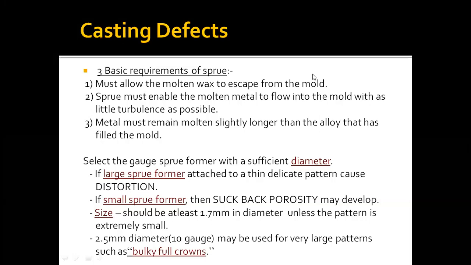Localized shrinkage porosity depends on the angulation of your sprue. Then you have suck back porosity, which is inadequate flow through the sprue because of the gauge.